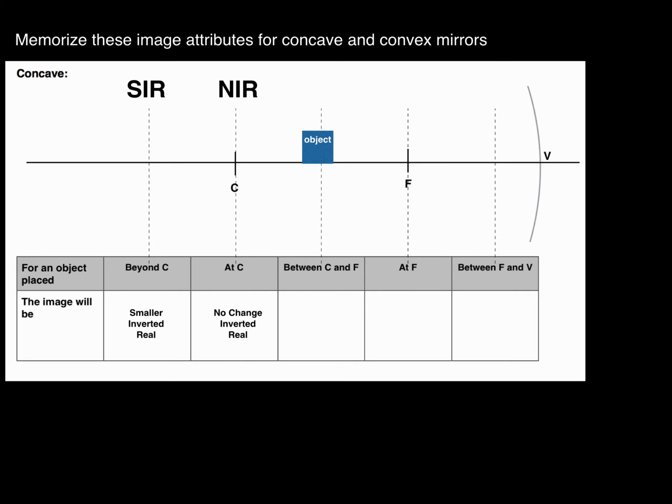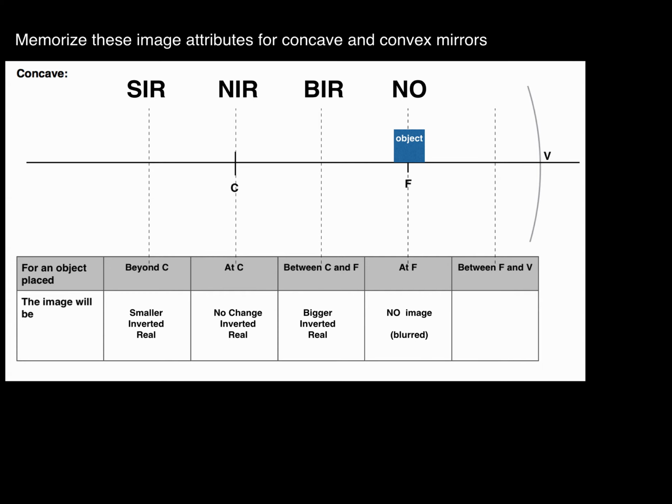If you place an object between C and the focus, you will end up with a larger image, inverted, on the real side of the mirror. BIR, as in bigger, inverted, and real. If you place an object at the focus for a concave mirror, you will see no image at all. You'll just see a big blur.